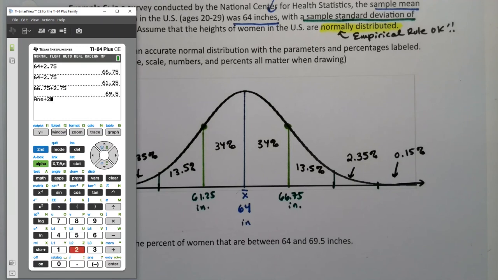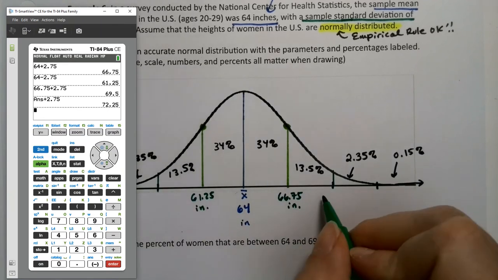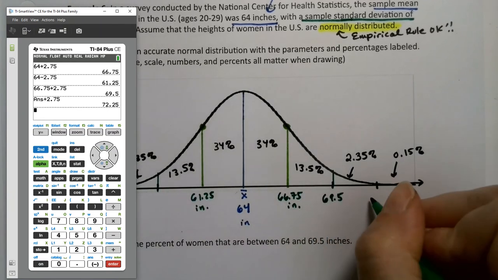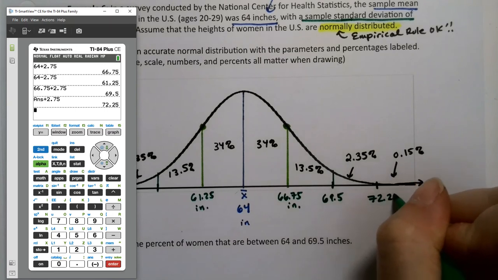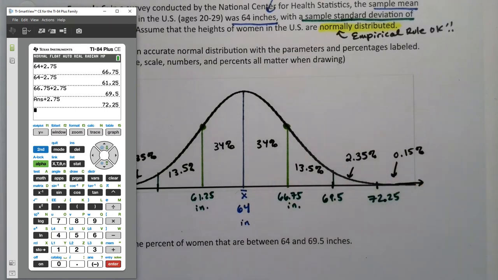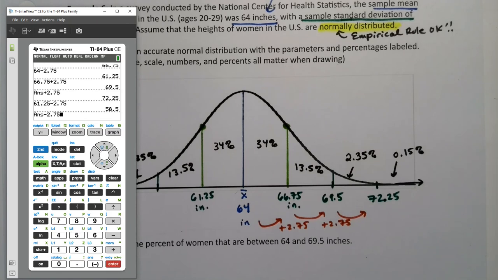And then I'm going to add on another 2.75 to get the next one. So this number here is 69.5, and this number here is 72.25. If you want to make notes for yourself, what you're doing is adding 2.75, adding your S all the way along, right? And then you want to go the other way, you will subtract. So 61.25 minus 2.75, and then minus another 2.75.